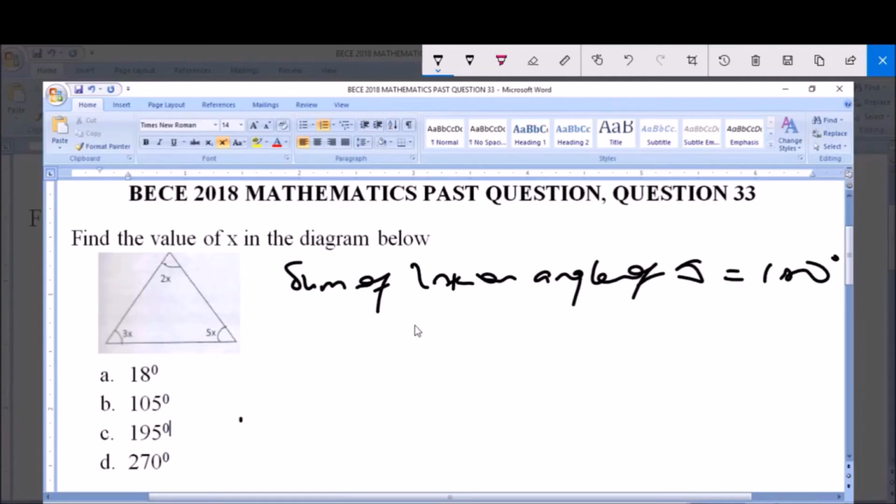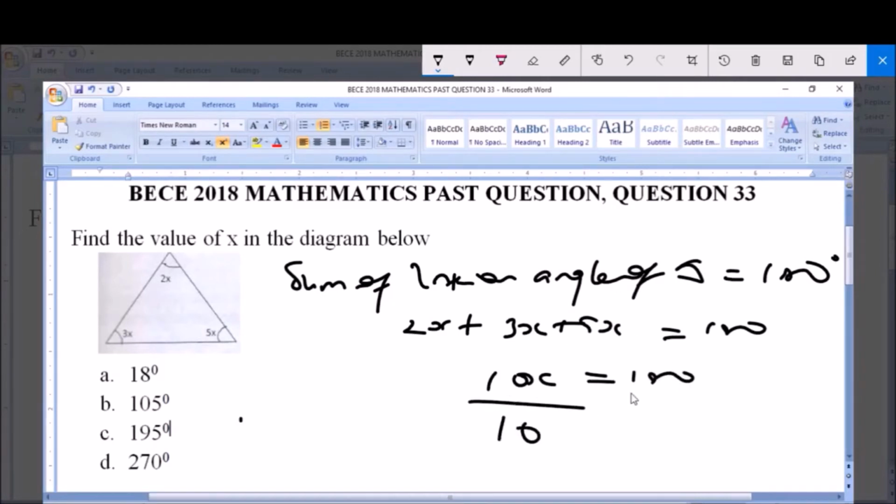180 degrees. So therefore, we have that 2x plus 3x plus 5x is equal to 180 degrees. Now 2x plus 3x plus 5x will give us 10x is equal to 180 degrees. Now to find x, we divide both sides by the coefficient of x, which is 10.